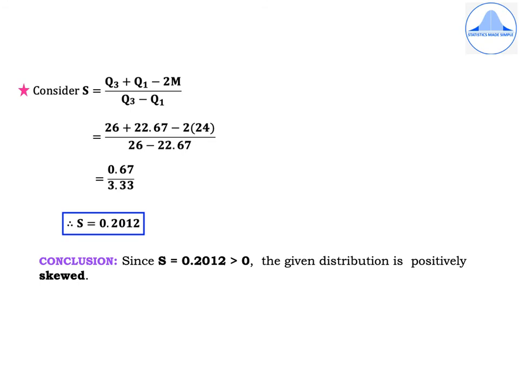Substituting in S, we get 26 plus 22.67 minus 2 into 24 divided by 26 minus 22.67, which is equal to 0.67 divided by 3.33, or S is equal to 0.2012. Conclusion: since S is equal to 0.2012 is greater than 0, the given distribution is positively skewed.